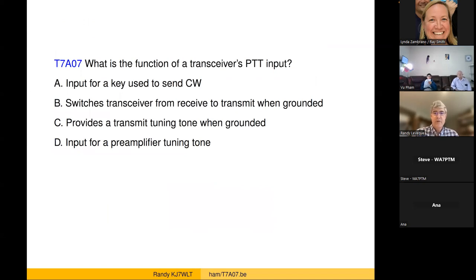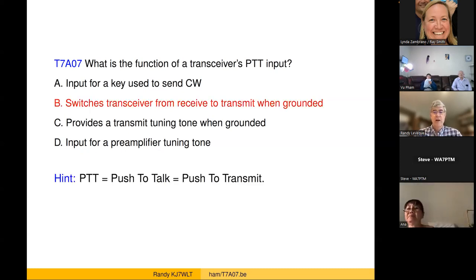What's the function of a transceiver's PTT input? PTT stands for push to talk, but you can also think of it as push to transmit. When you push down on that button, what you say gets transmitted. It switches the transceiver from the receive mode it's normally in when you're just listening to the transmit mode when you actually want to say something.